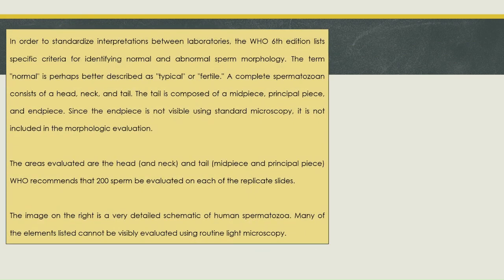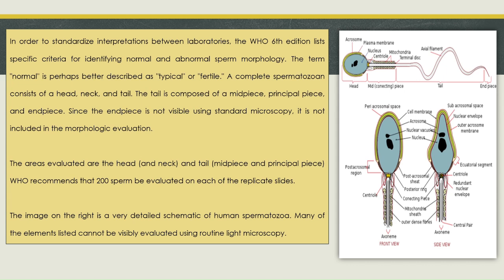In order to standardize interpretations between laboratories, the WHO 6th edition lists specific criteria for identifying normal and abnormal sperm morphology. The term normal is perhaps better described as typical or fertile. A complete spermatozoon consists of a head, neck, and tail. The tail is composed of a mid-piece, principal piece, and end piece. Since the end piece is not visible using standard microscopy, it is not included in the morphologic evaluation.